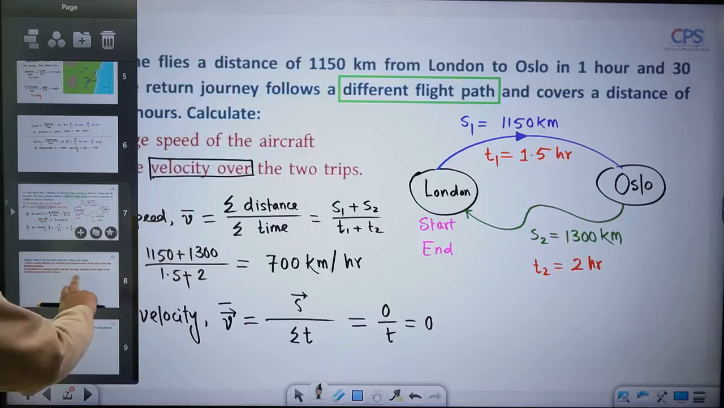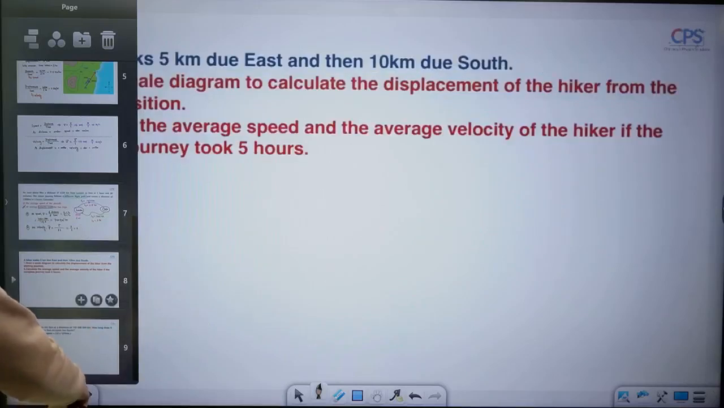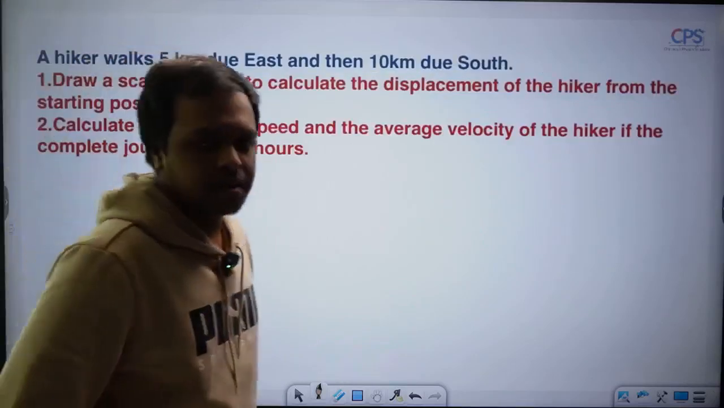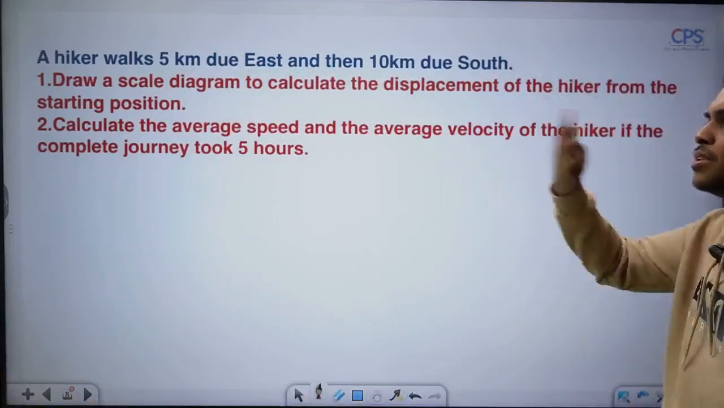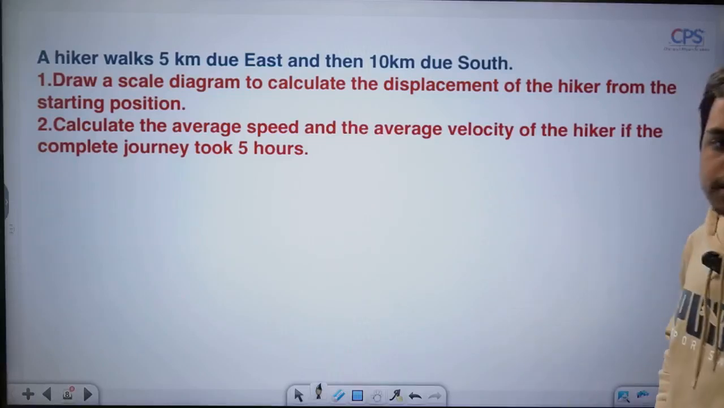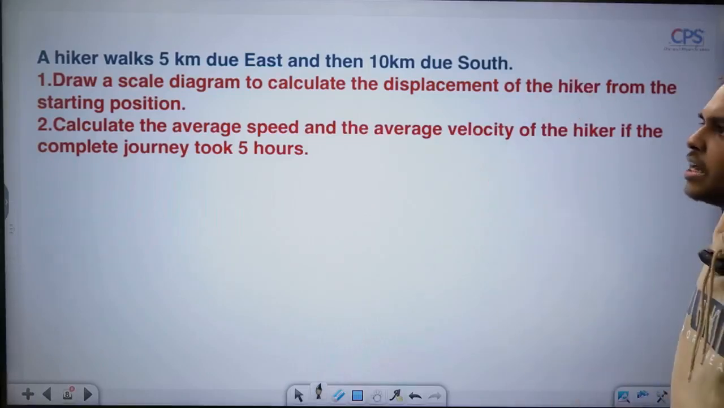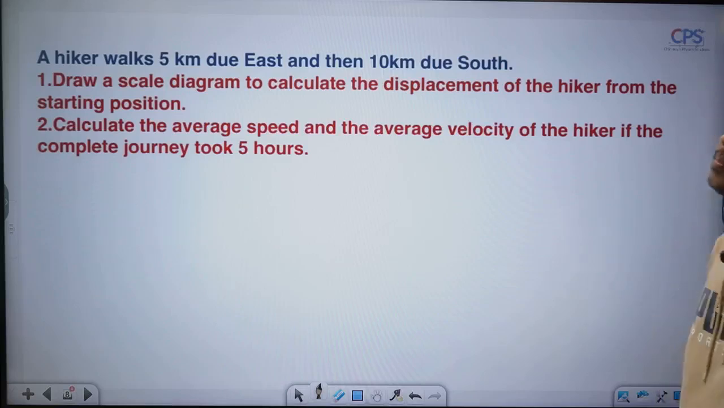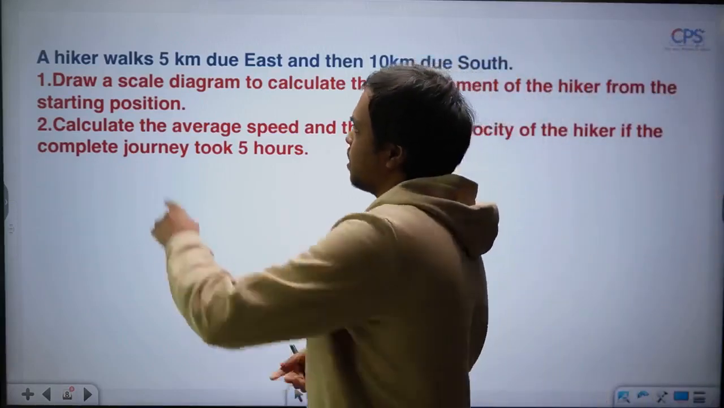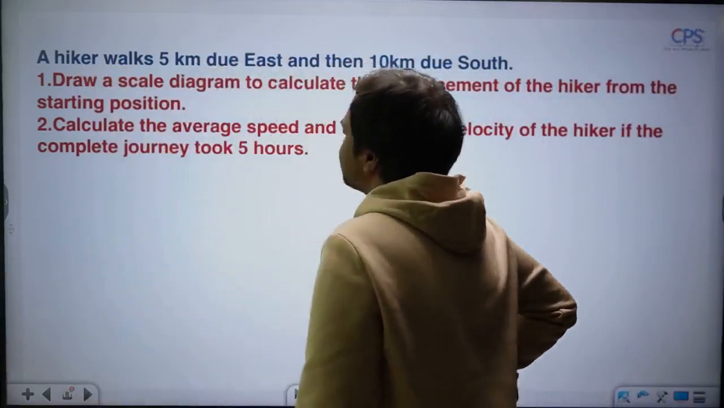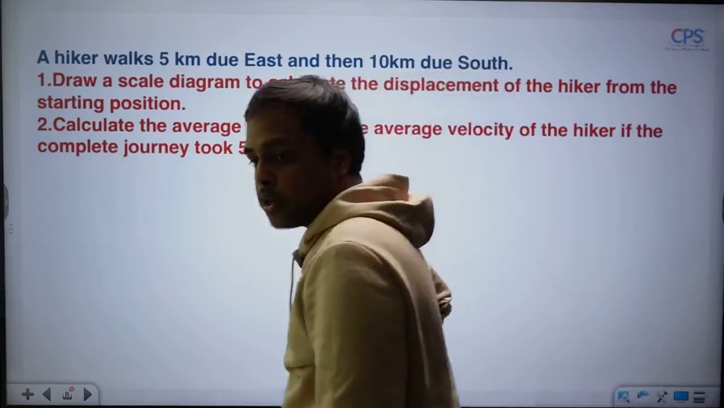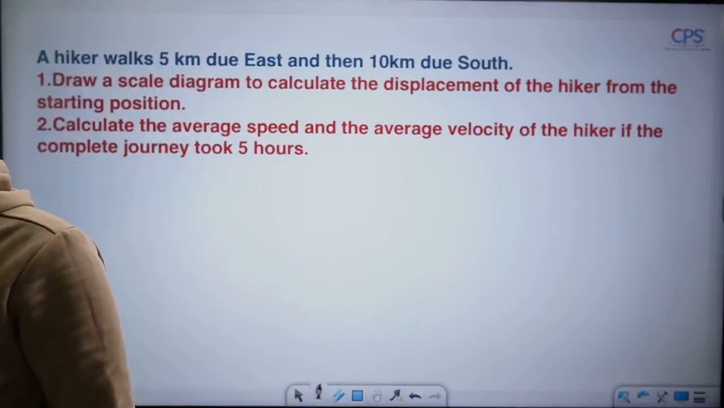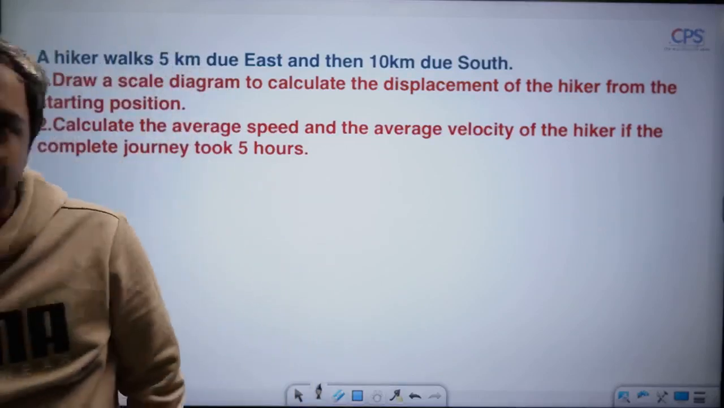Now we have another type of mathematical problem. So do the same thing, pause it right here, just take it into your notebook, and then we'll study together. If we start the problem: a hiker walks 5 km due east and then 10 km due south. So you might as well have the proper idea of a map.